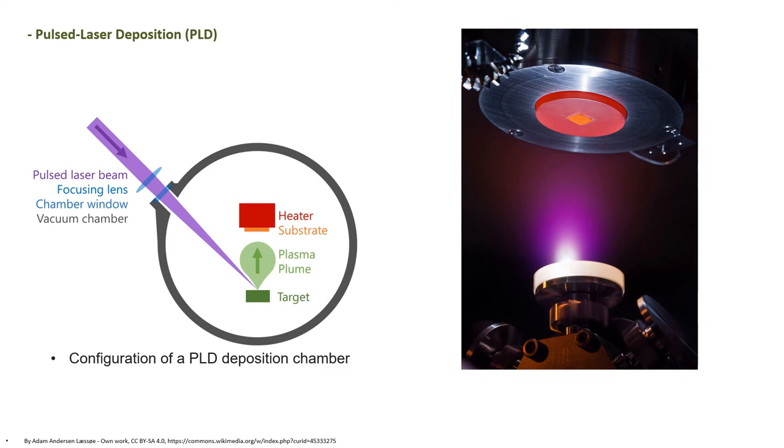Pulsed laser deposition, or PLD, is a physical vapor deposition technique where a high power pulsed laser beam is focused inside a vacuum chamber to strike a target of the material that is to be deposited. This material is vaporized from the target in a plasma plume, which deposits it as a thin film on a substrate such as a silicon wafer facing the target. This process can occur in high or ultra-high vacuum or in the presence of a background gas such as oxygen, which is commonly used when depositing oxides to fully oxygenate the deposited films.